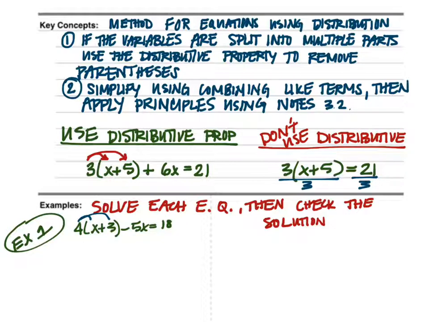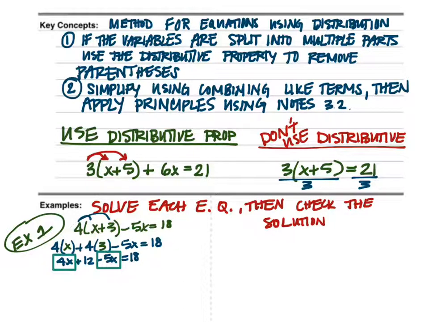Now here, this is a situation when I want to use the distributive property. The reason is because I have an x term in the parentheses, and I have an x term right here that's outside the parentheses. So that requires me to use the distributive property and multiply 4 times both the x and the plus 3. So we're going to plug those things in. We're going to get 4x plus 12 minus 5x equal to 18.